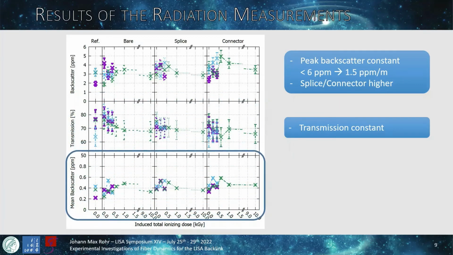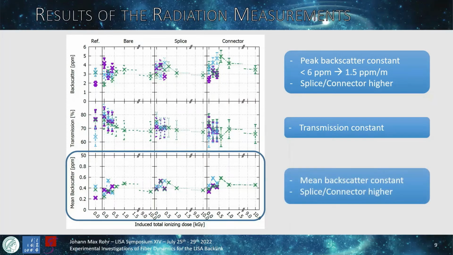And down here in the bottom row, we show results of a distribution fit to our measured backscatter. This results in a mean backscatter value, and we also observe here that the mean backscatter remains constant with the increase in exposure to ionizing radiation, and that splice and connector once again show a slightly higher value.